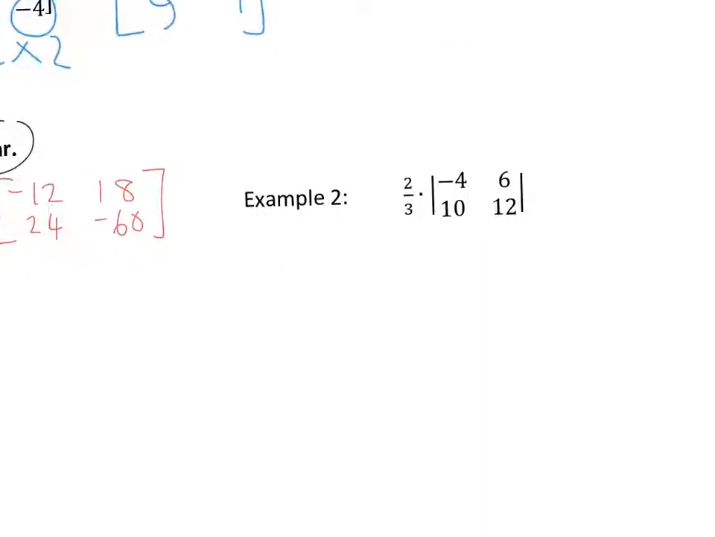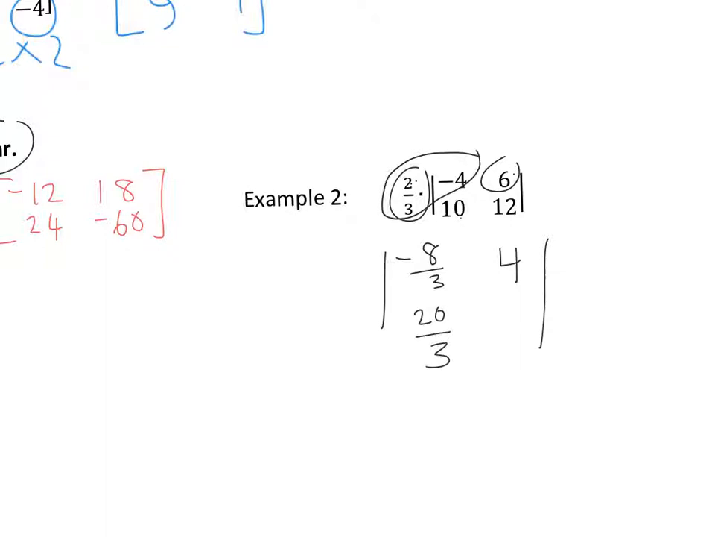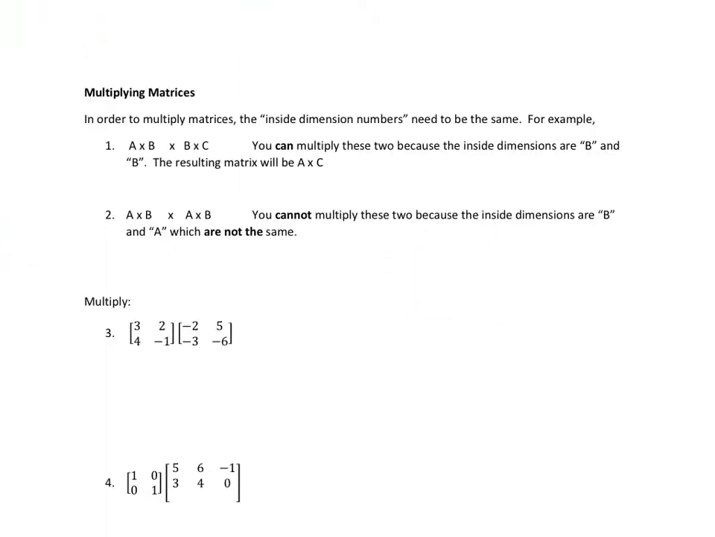And you can also multiply with fractions too. So 2/3 times negative 4 is negative 8/3. And then 2/3 times 6 is 2 times 6, 12, divided by 3 is 4. Then the 20/3, because 2 times 10 is 20, and then divided by 3 is 20/3. And 2 times 12 is 24, divided by 3 is 8. So that's multiplying by a scalar through a matrix.